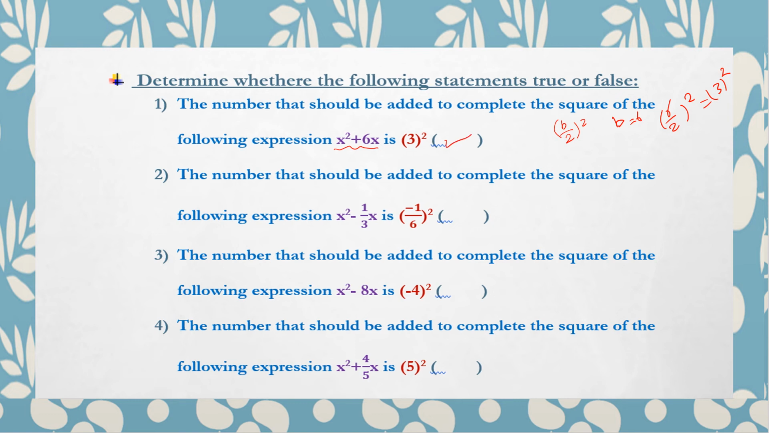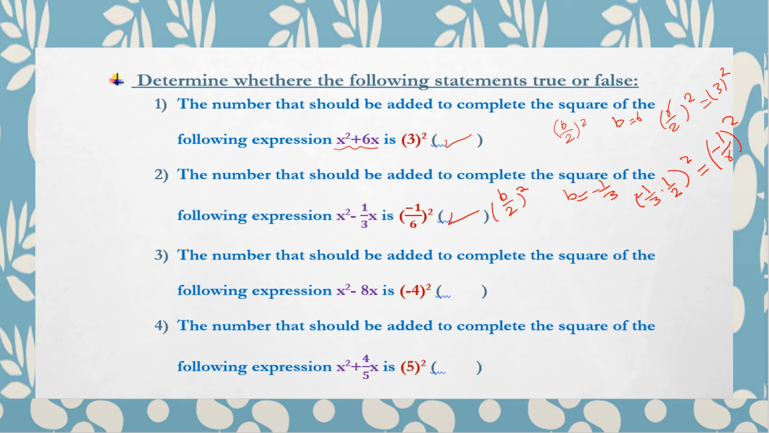The number that should be added to complete the square of the following expression is, again, the number equals (b over 2) squared, and b here equals negative one-third. So the number that would complete the square equals negative one-third times half, which means over 2, squared, equals minus 1 over 6 squared. So again, this is correct.